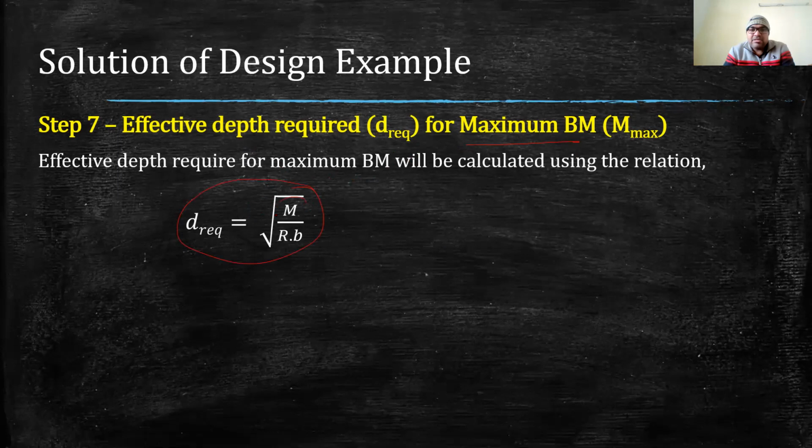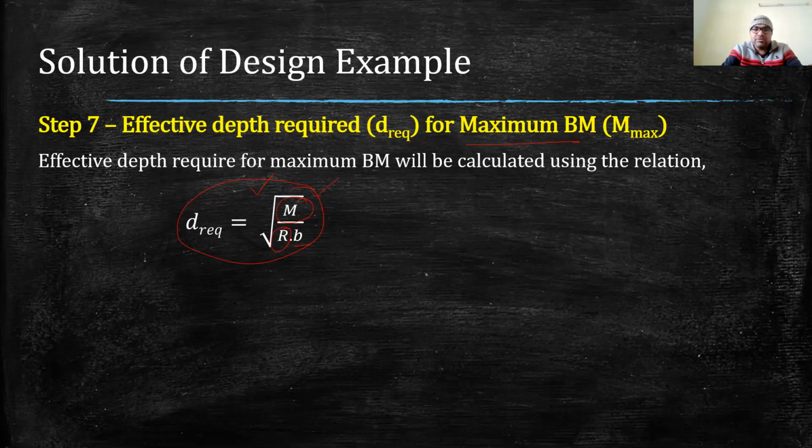And this M is actually the maximum bending moment, R is the resistance factor, and B is the width of beam. So this formula is actually for the beam, but we are treating the slab as a unit strip, which is we are treating that unit strip as a beam. So we can use the same formula for this also.